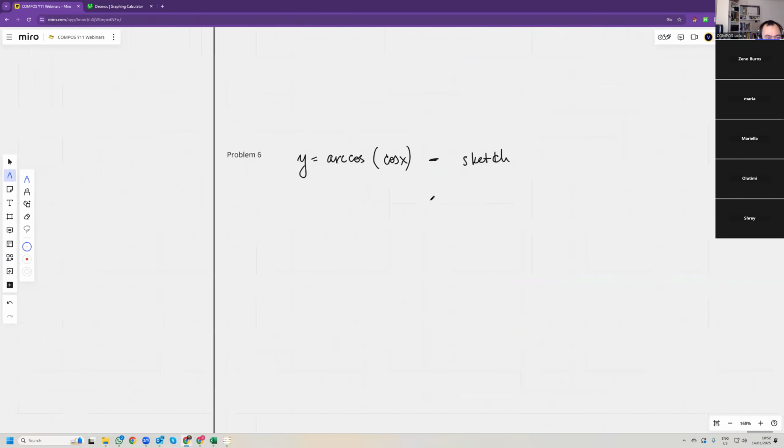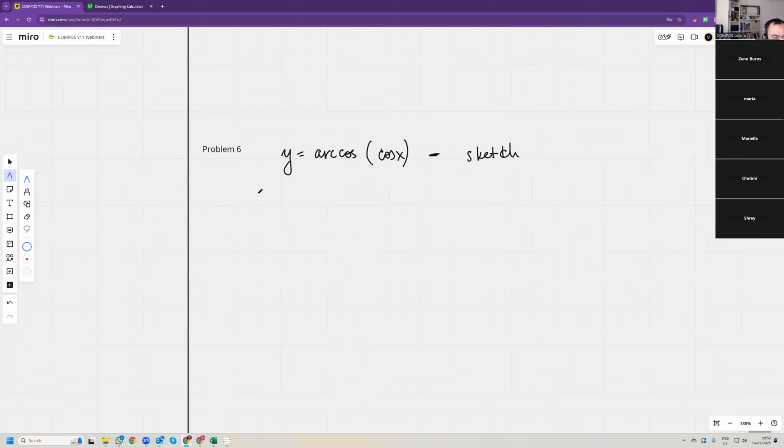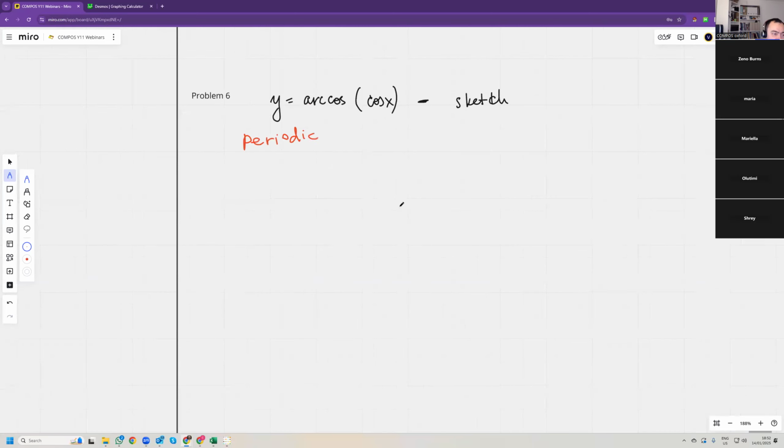Now I want to talk about periodic functions. This is a periodic function. A periodic function is a function that repeats itself. Effectively, that means if we have f of x plus a is equal to f of x for any x, that means it's a periodic function where a is the period. Okay.